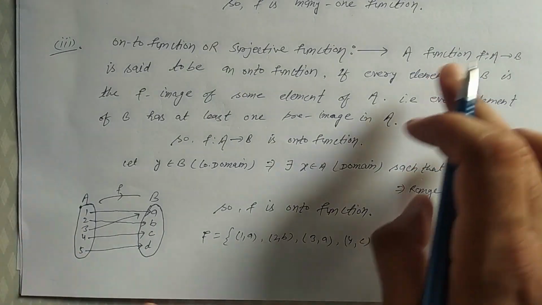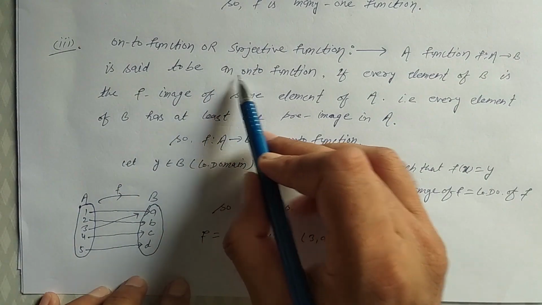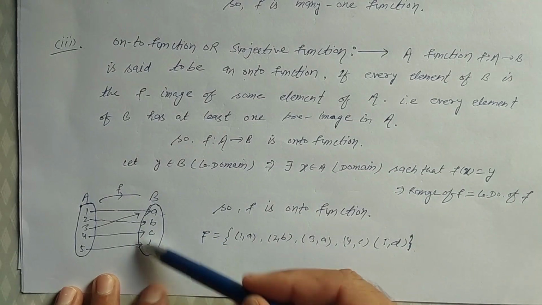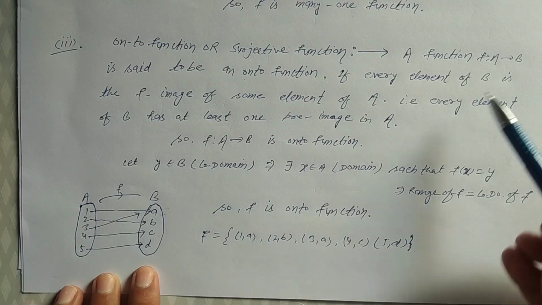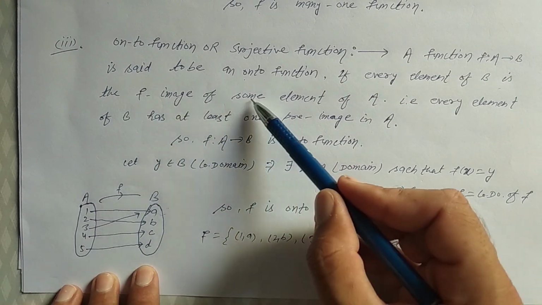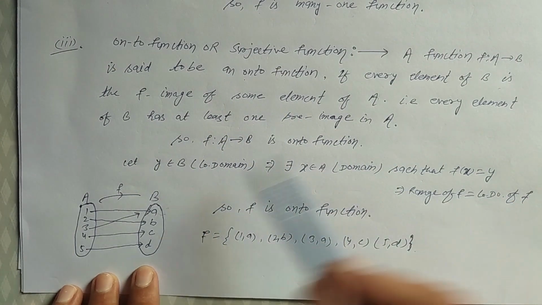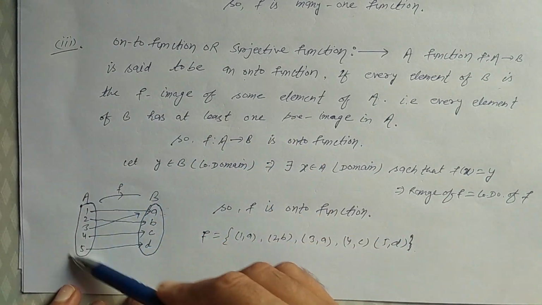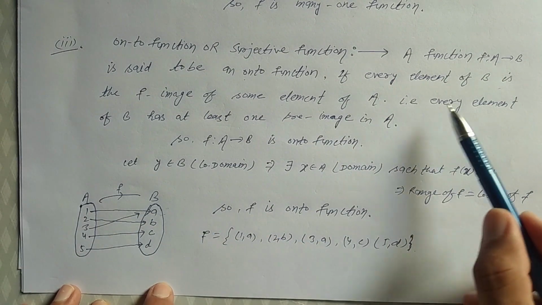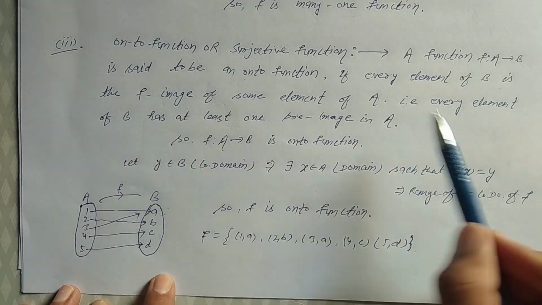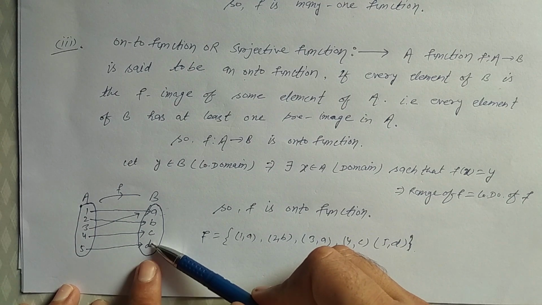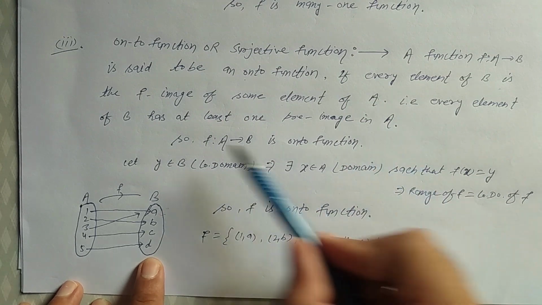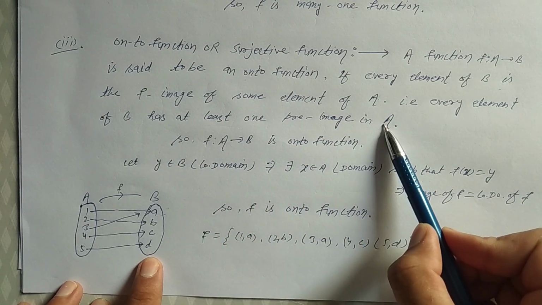Again, a function f from A to B is said to be an onto function if every element of set B is the f image of some element of A. Every element of set B is the f image of some element of set A. Every element A, B, C and D has at least one pre-image in set A.